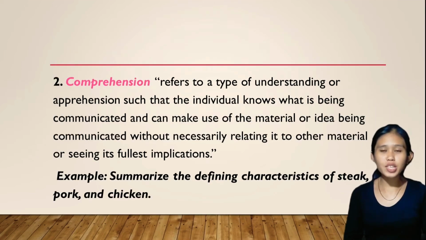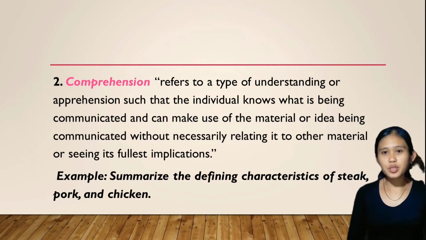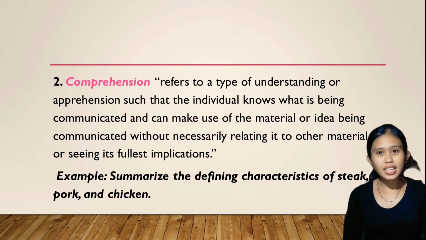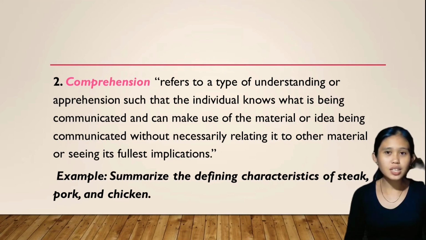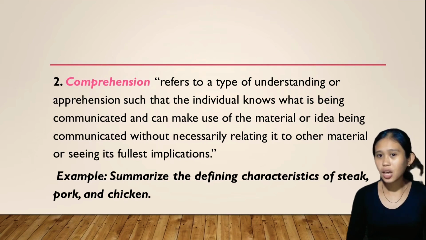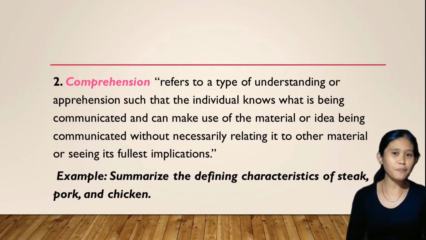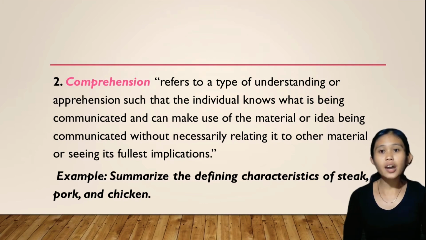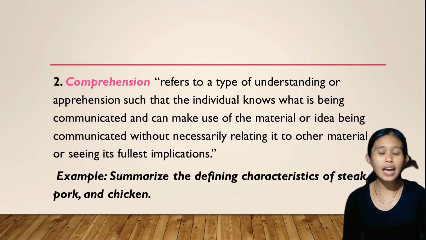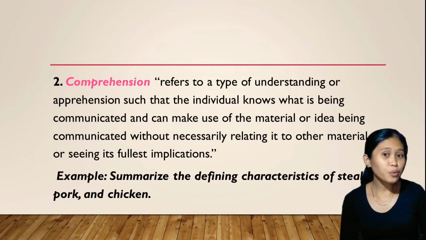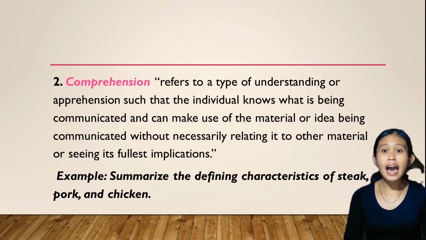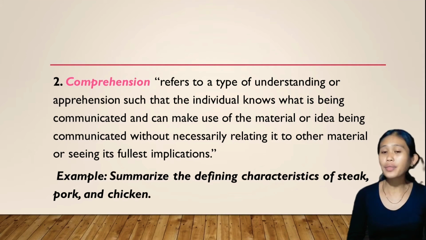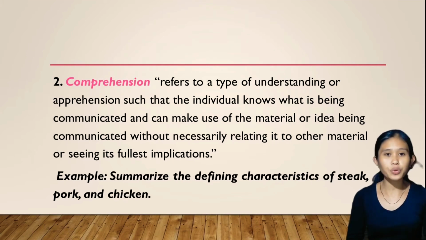Number 2, comprehension refers to a type of understanding or apprehension such that the individual knows what is being communicated and can make use of the material or idea being communicated without necessarily relating it to other material or seeing its fullest implications. For example, summarize the defining characteristics of steak, pork, and chicken. In other words, comprehension assesses the ability of the learner to understand the meaning of what is known.